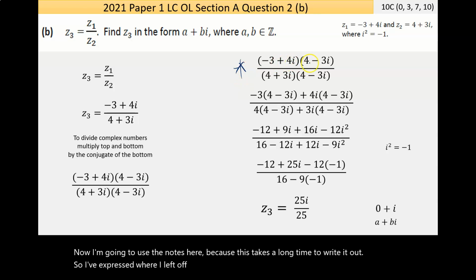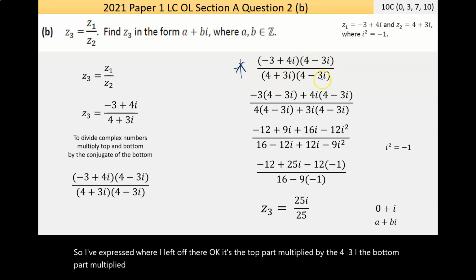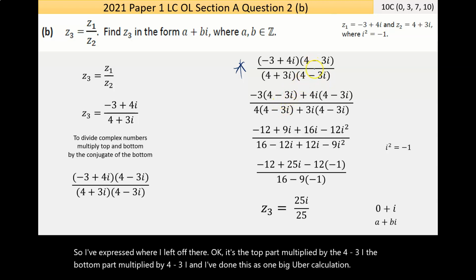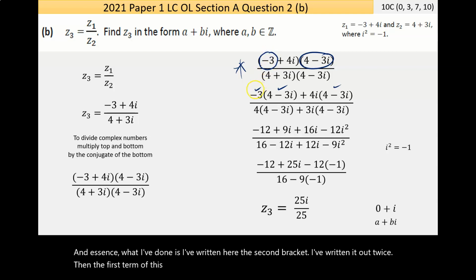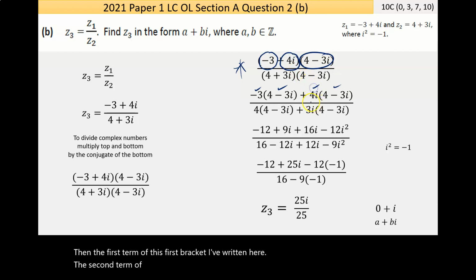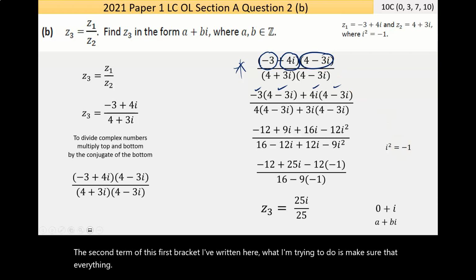Okay, it's the top part multiplied by 4 minus 3i, and the bottom part multiplied by 4 minus 3i. I've done this as one big calculation. In essence, I've written the second bracket out twice, then the first term of the first bracket here, and the second term of the first bracket here. What I'm trying to do is make sure that everything is multiplied by everything else.